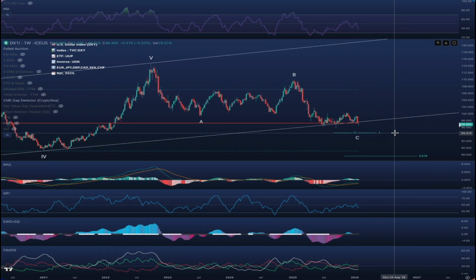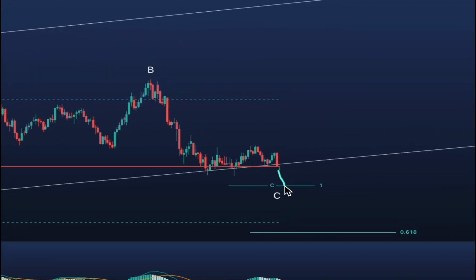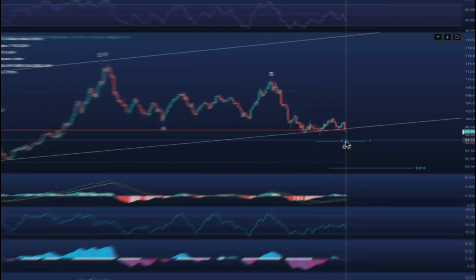94.450. So that means that the US dollar, the dollar futures, still has more downside move here, potentially, to finish off this correction, right? So we can continue to move down here to complete wave C, and then from this level we could also bottom out and resume higher.